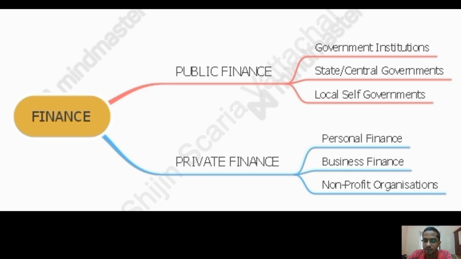This is the traditional concept of classification, wherein public finance is dealt with by government institutions, state, central governments, local self governments, whereas private finance is dealt with by personal finance, business finance, and non-profit organizations. So in public finance, the money of the public is being used by the institution for carrying out the general activities, whereas private finance is aimed at achieving the targets of individuals or business organizations. So this is the basic classification of finance.